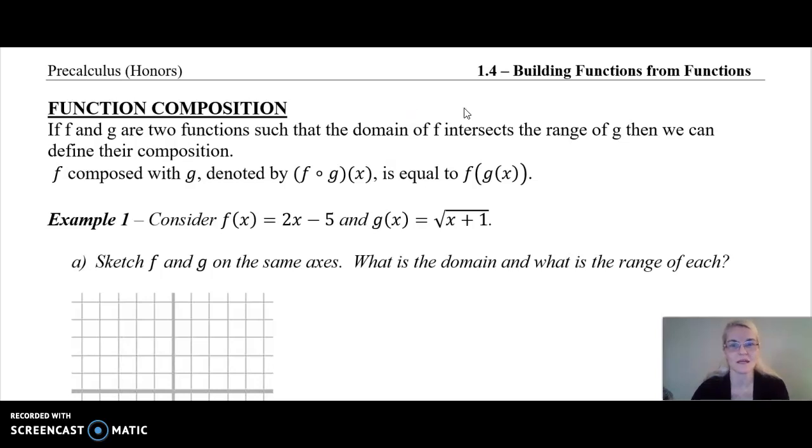Hello, we're going to be talking about building functions from functions, which is coming from section 4 of chapter 1 of your textbook. And we're going to start with function composition.